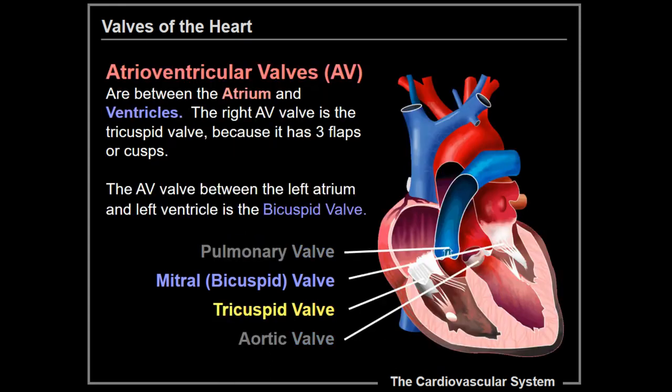The atrioventricular valves are the valves in between the atria and ventricles, hence their name. The right AV valve is the tricuspid, because it has 3 flaps or cusps, as I mentioned on the previous slide. The AV valve, or atrioventricular valve, between the left atrium and left ventricle is known as the bicuspid valve, because it has 2 flaps or cusps. And again, you'll see in some places it will be referred to as the mitral valve.